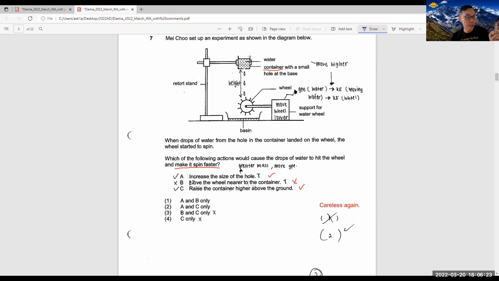Okay, this is somewhere the student is careless. Move the wheel nearer to the container. If you move the wheel nearer to the container, it will decrease the drop height.